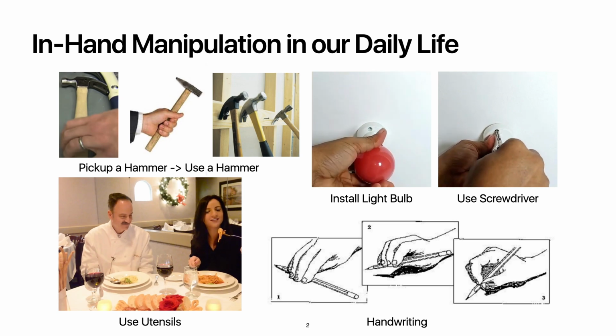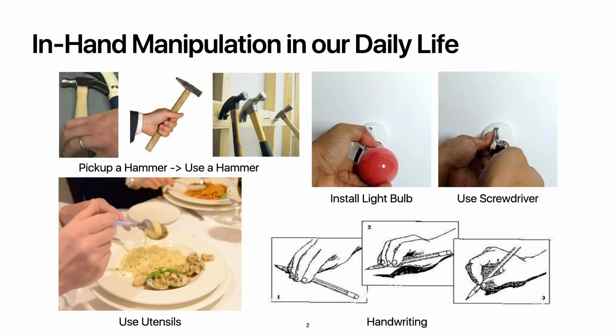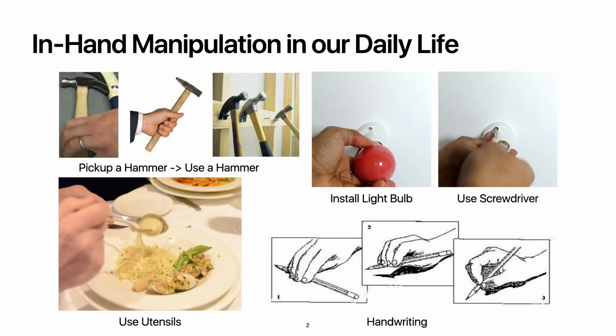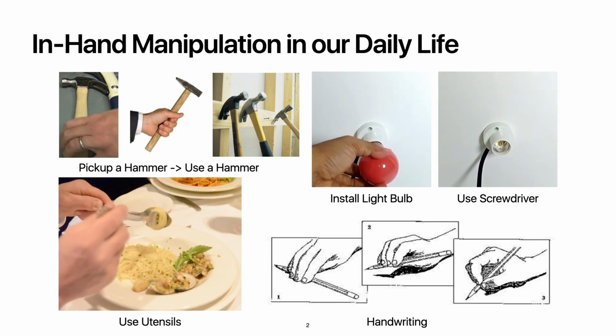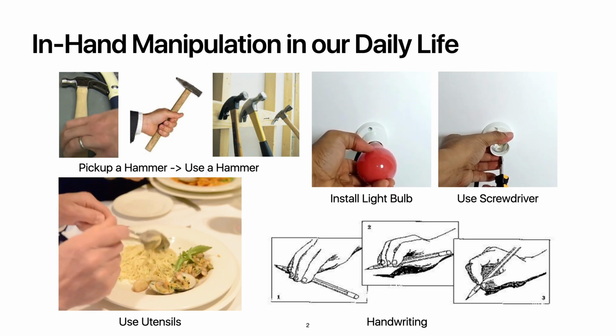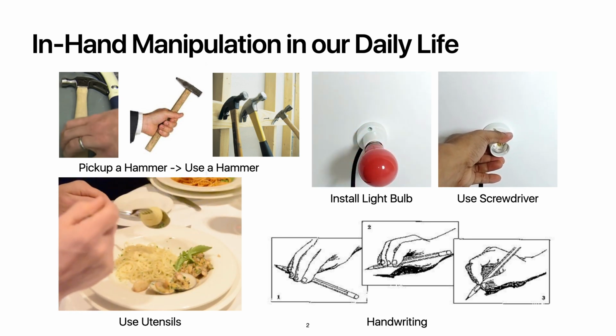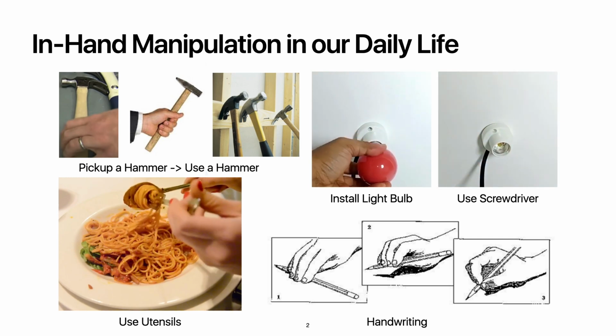When we want to install light bulbs, use screwdrivers, utensils, and do handwriting, we constantly use our fine manipulation skills with our fingers. Our research aims to enable robot hands to have the same level of dexterity, using an integration of multimodality sensing and machine learning techniques.